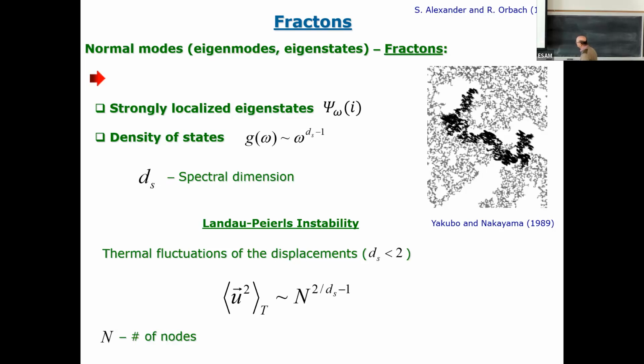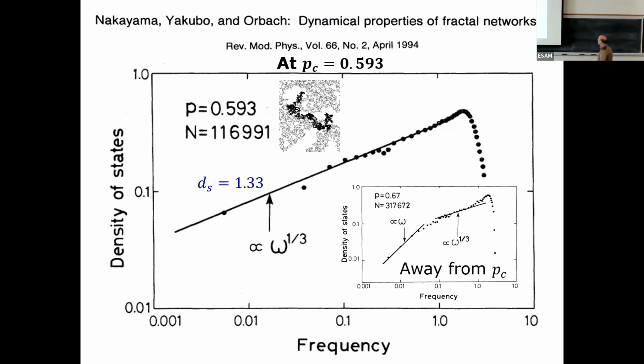And in addition, there is an interesting thing. Maybe I shouldn't say so much about it. It's called the Landau-Peierls instability. That is, for d_s smaller than 2, you get a divergence of the thermal MSD. This was measured, for example, by these people, Yakubo, etc., Orbach, a very, very long time ago. And you see at the percolation threshold, you are fractal. If you are away from the percolation threshold, you also have this Debye behavior, in 2D it is omega. And this is the known spectral dimension in 2D.